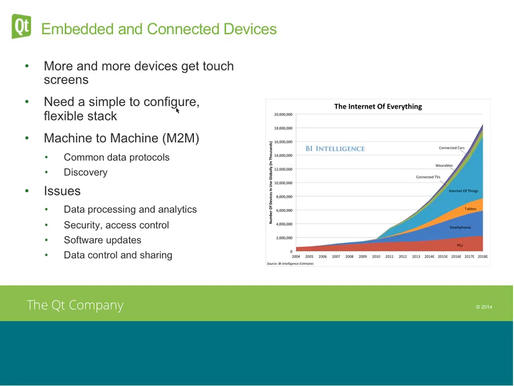With the Internet of Things, there are things coming up such as machine-to-machine communication, where you need to support common data protocols. You need to be able to discover other machines in your local network. And there's also a whole set of new issues coming up, like, how do I process all the data that I collect? What about security and access control? What about upgradability of my device? And how do I control all of that in a good and easy to use manner?